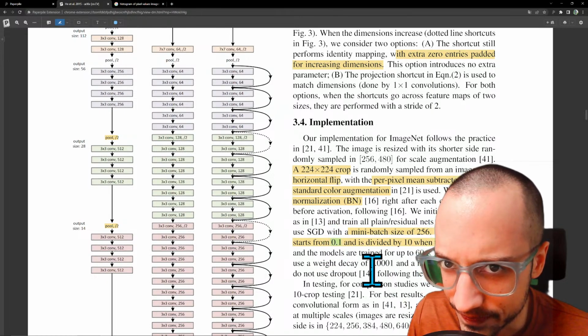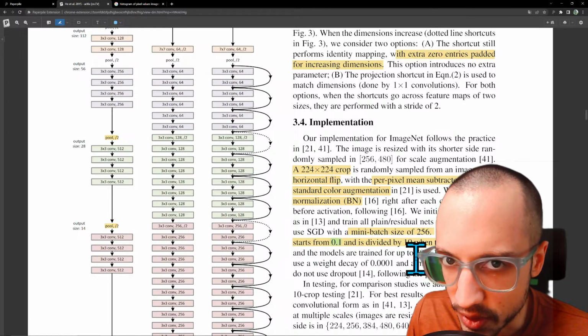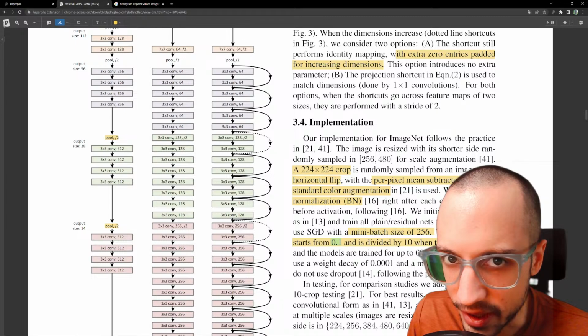The models are trained for 60 times 10^4 iterations. We use a weight decay of 0.0001 and a momentum of 0.9. Do not use dropout. Huh, okay.